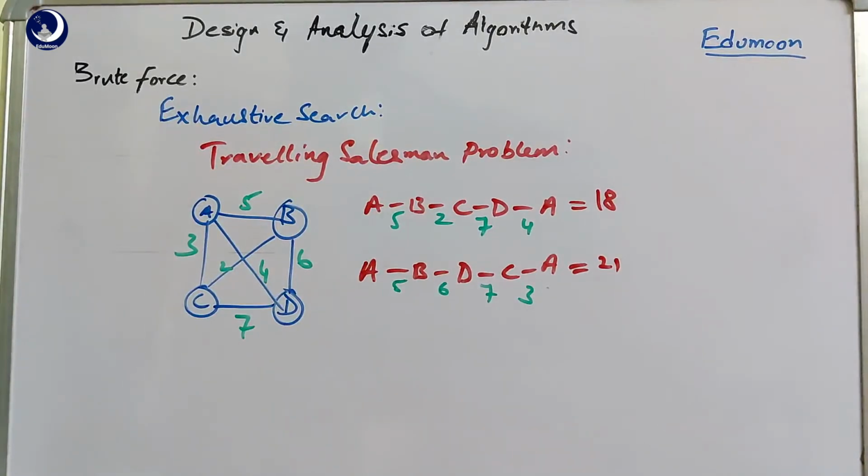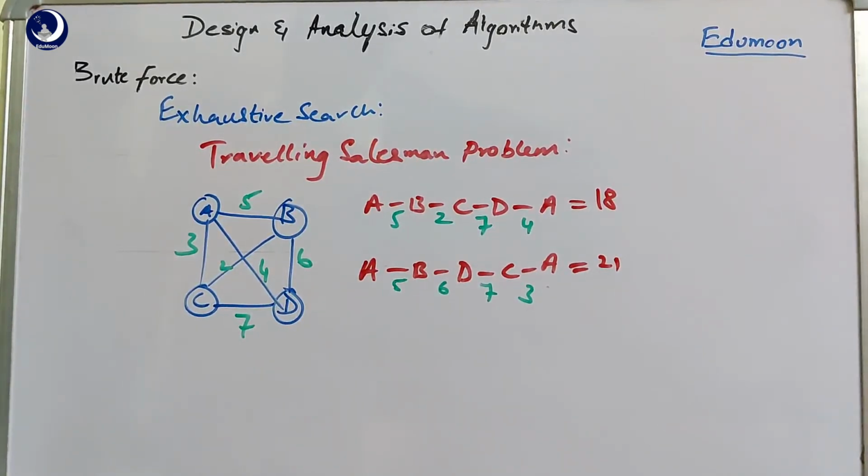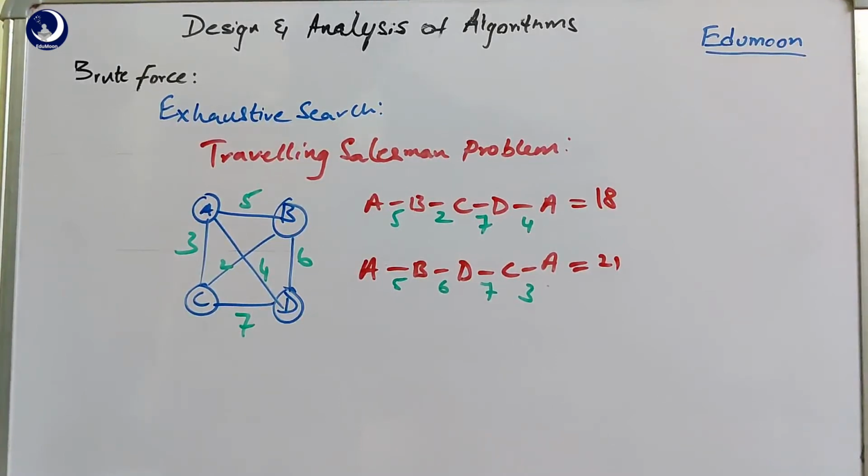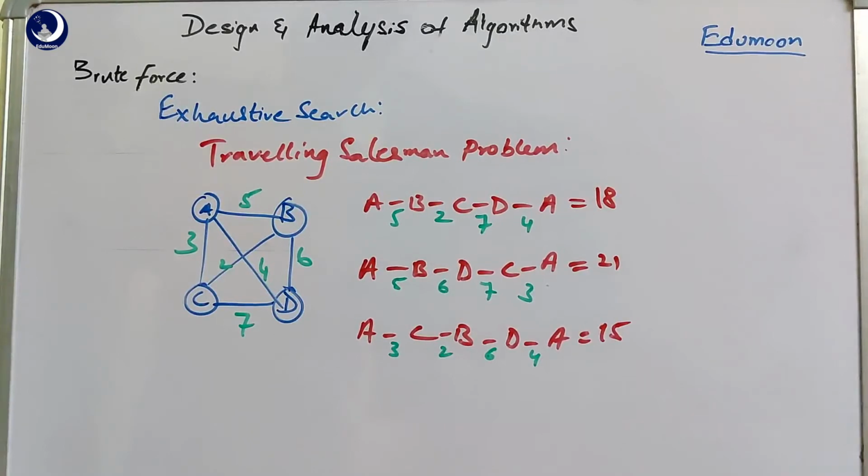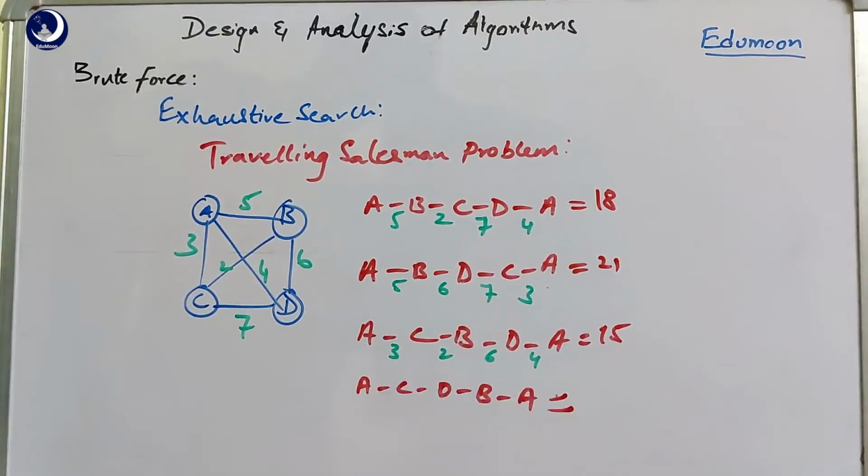So next we can generate any other combination, like we start from A, then we visit C first. So it can be like ACBDA, and now if you compute the total distance for this path, it will be 15 here, which is the same as the previous iteration. The next one we can take is ACDBA, and here the total cost again is equal to 21. So the remaining two combinations are also generated.